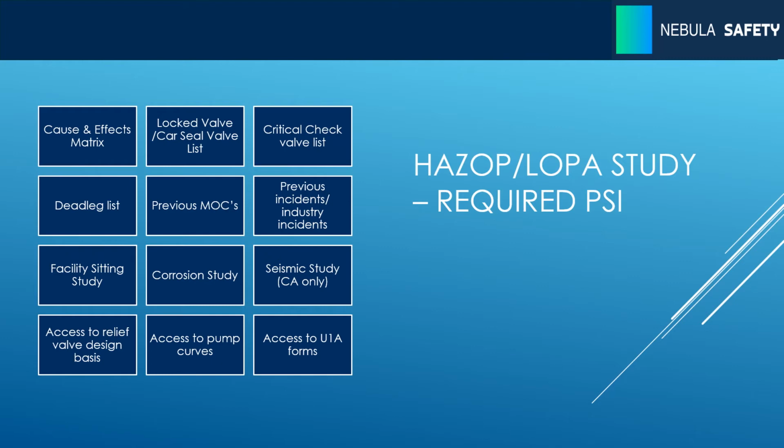Pump curves, once again, if we're blocking in on the discharge of a pump, well, you're going to deadhead that pump and you're going to raise that pressure. And we want to make sure that that pressure increase is going to be within tolerance of the vessels and equipment in that line. And same thing with access to U-1A forms. That's going to give us a look at what the maximum tolerance on those vessels are. So once again, we know if we are building a pressure, how high we can go before we might have a very significant release case.